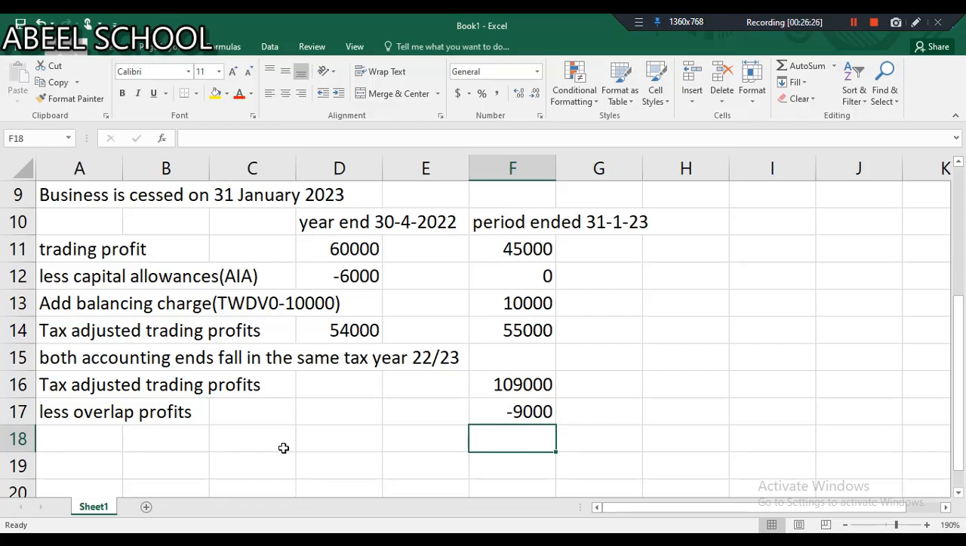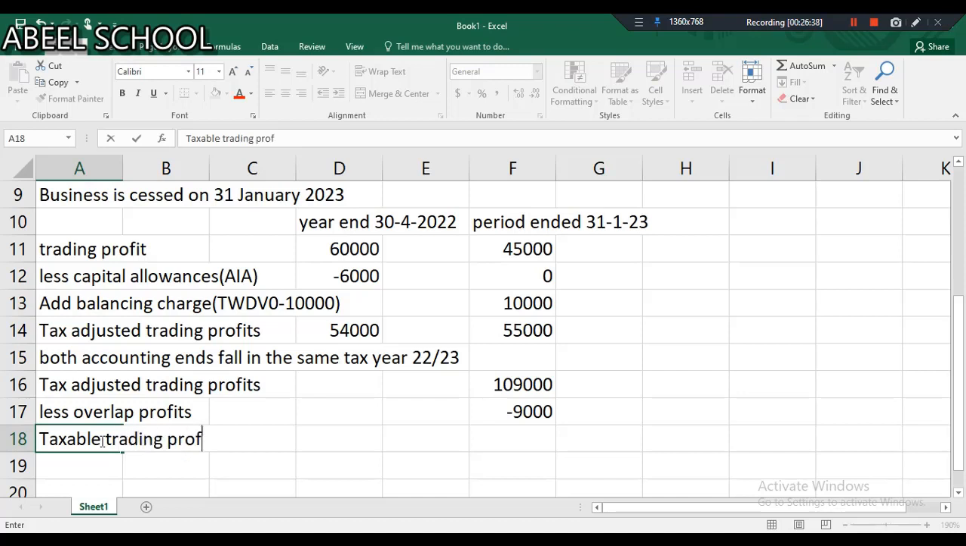Okay. So here comes your taxable trading profit. Taxable trading profit is going to be just 1 lakh. So dear student, taxable trading profit is 1 lakh. Now let us calculate income tax on this taxable trading profit.